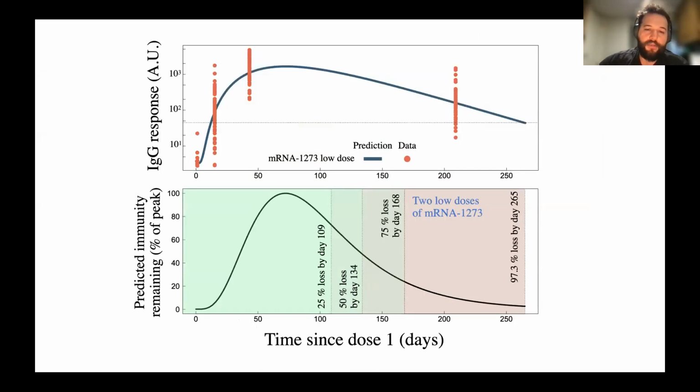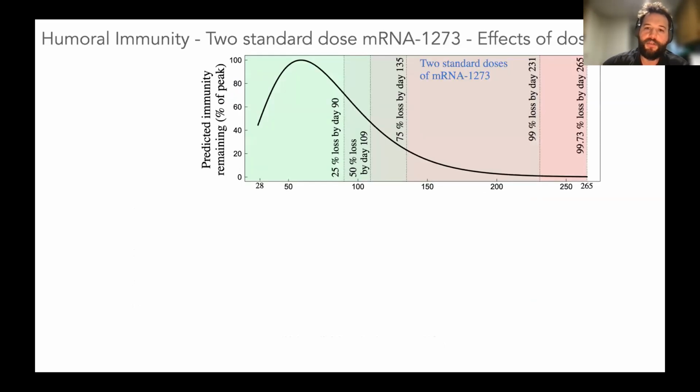So here's what the low dose fits look like. And here has the correct milestones: 75% loss by day 168 for 2 low doses, compared to 135 for 2 standard doses of Moderna.